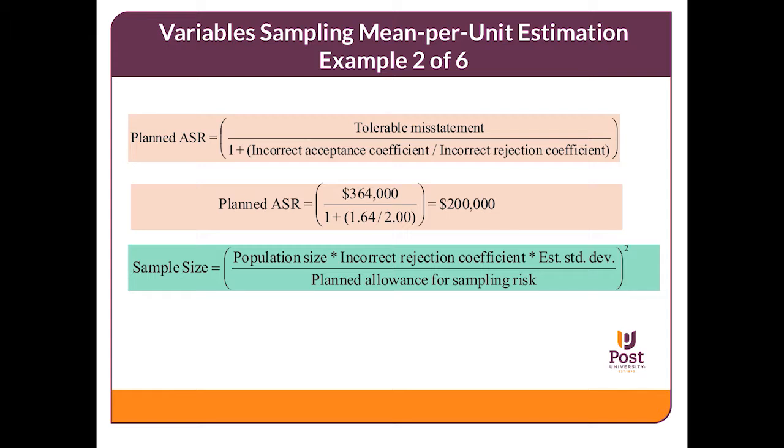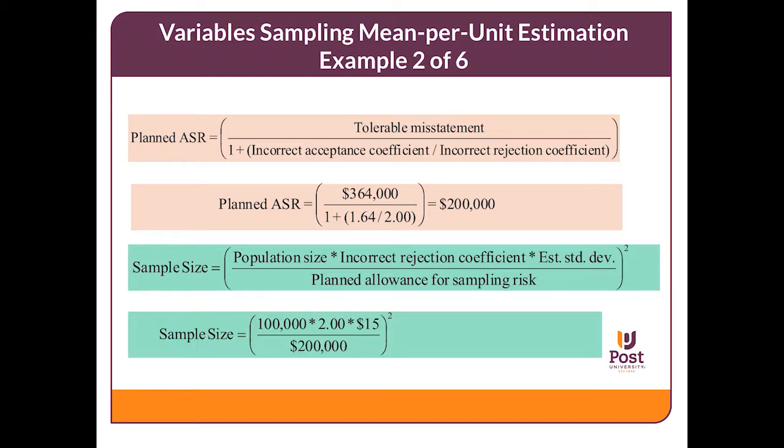Notice the effect of the standard deviation on the sample size. In this formula, as it increases, the sample will increase because this would represent more variability in the population. The planned allowance for sampling risk is the opposite. The bigger the allowance, the smaller the sample. 100,000 times 2 times 15 divided by 200,000 equals a 225 account sample size.